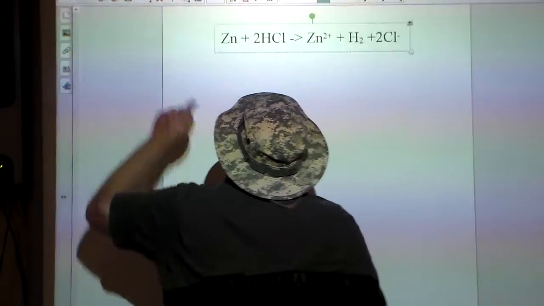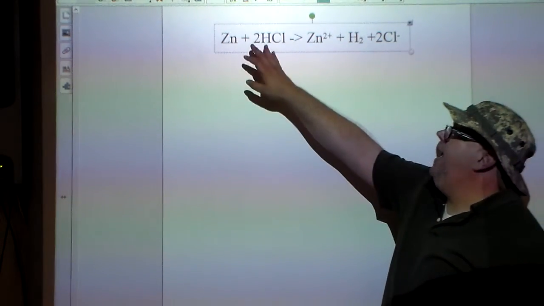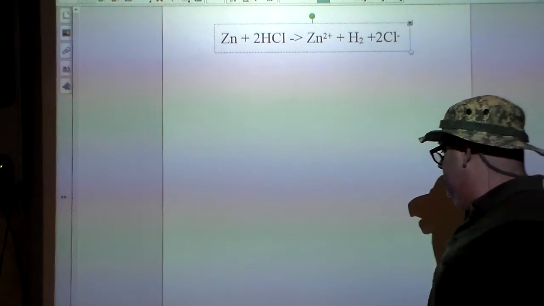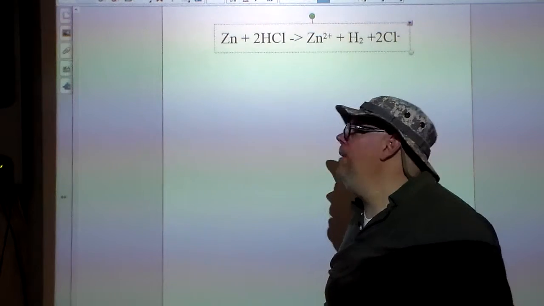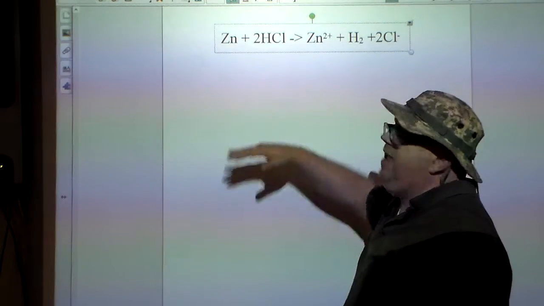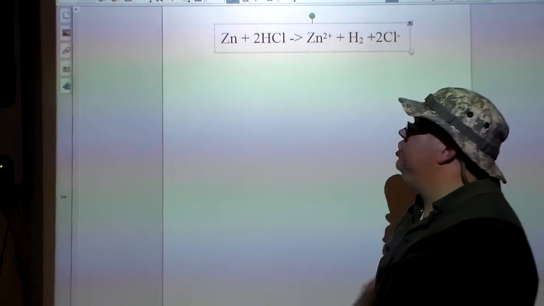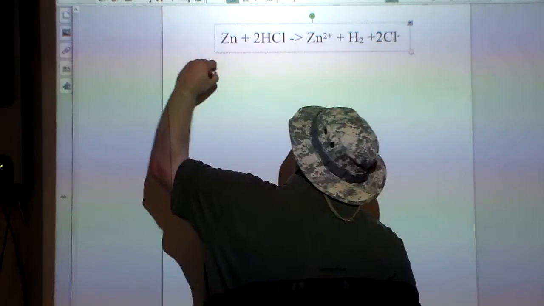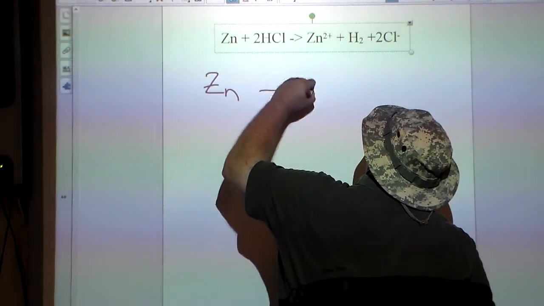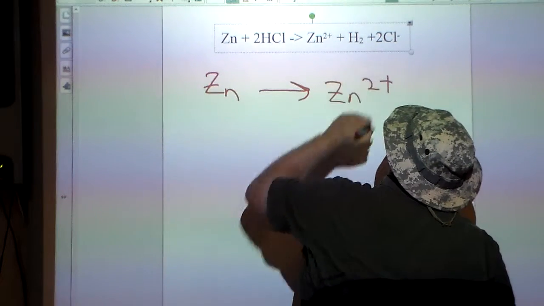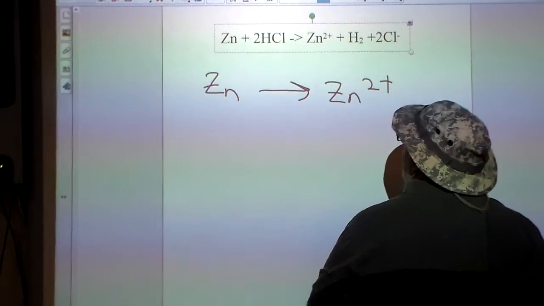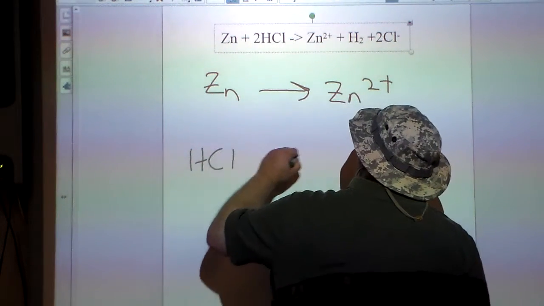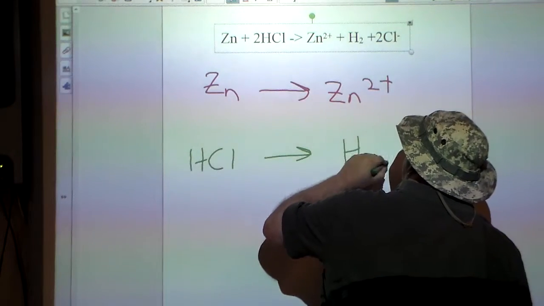Well, let's work through an example here. So here we have zinc added to hydrochloric acid. We get zinc plus hydrogen gas and the Cl minus. So how do we go about it? Well, first we need to break these down into their individual reactions. We look at what part's going on. So here we have zinc, we get an arrow, and we get Zn2+. Okay, we also have HCl, and that breaks down into the H2.